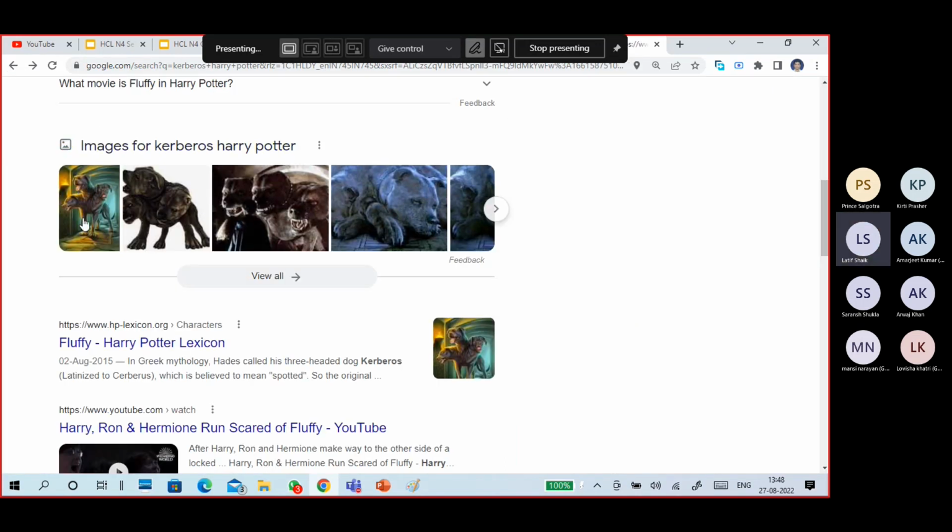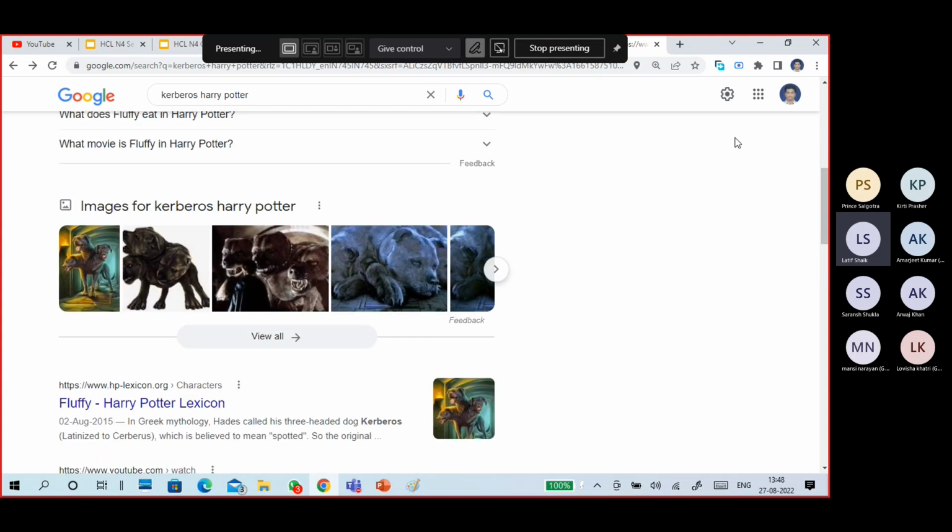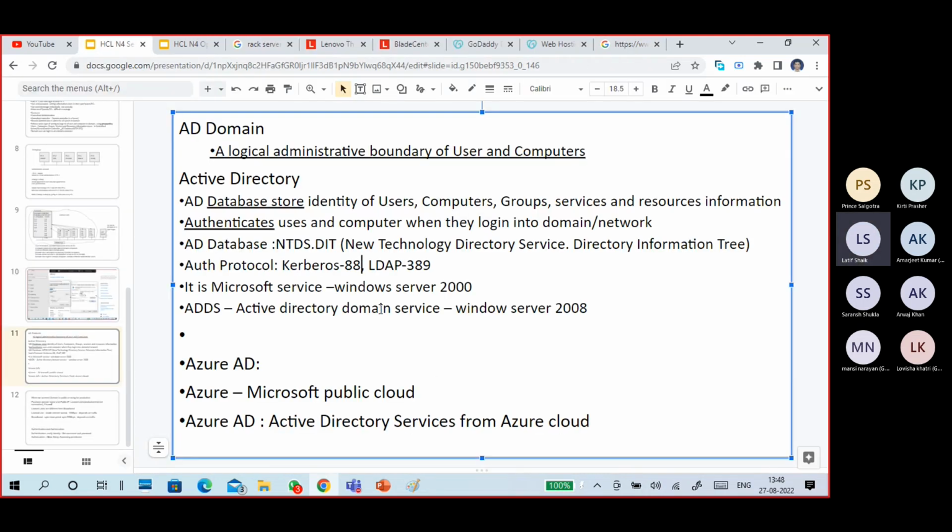So this is the dog. We call this one a kind of ancient dog. This is called Kerberos. Without authentication, you cannot go. That is why the Kerberos name was put like this. Now it's not after the Harry Potter movie, it is earlier than Harry Potter. But the point is, it's an ancient name of a three-headed dog used for an authentication protocol.